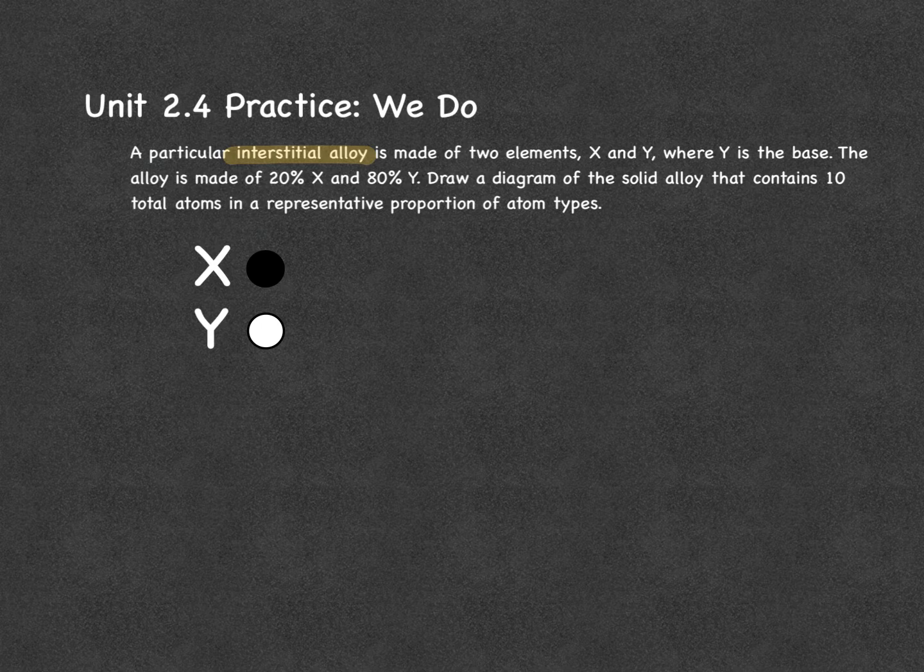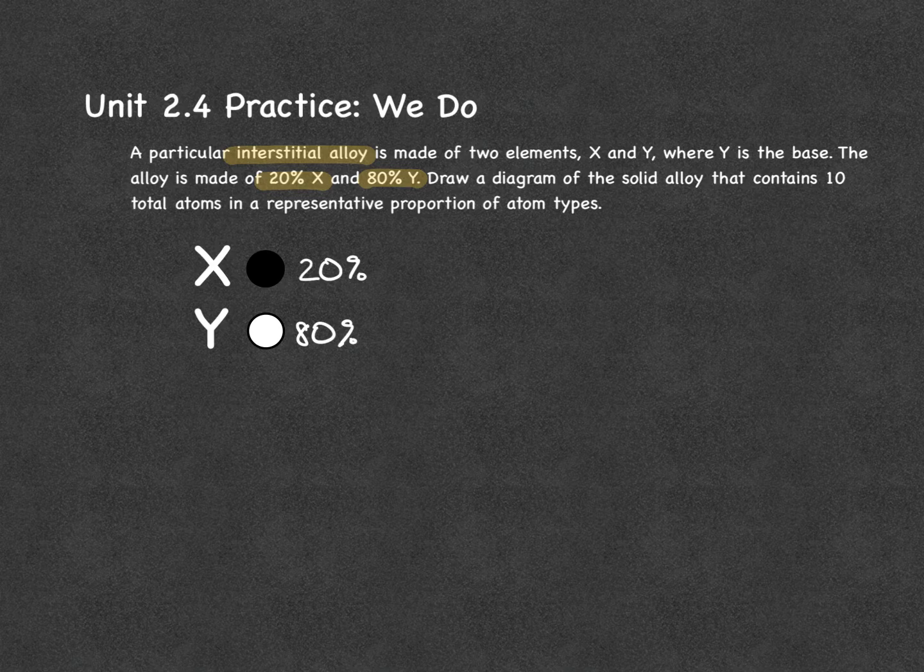The next thing that stands out is that this alloy is 20% X, so I can write 20% next to my X to help me track that, and 80% Y, so I'll write 80% to help keep track of that there. So they want us to draw a diagram of the solid alloy that contains 10 total atoms in a representative proportion of atom types.